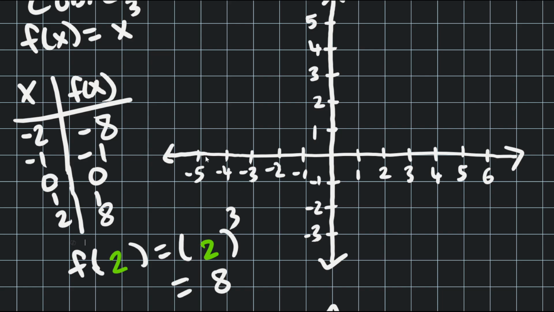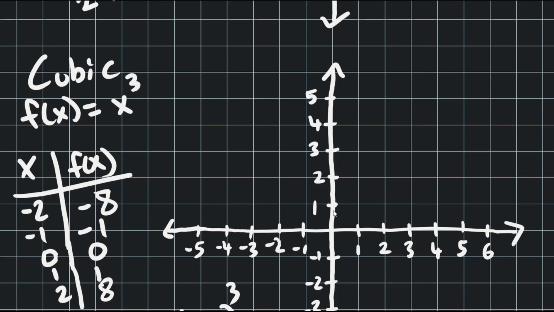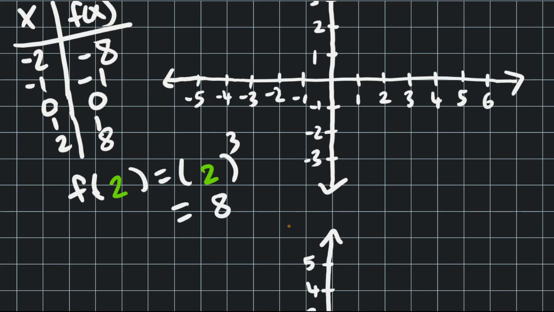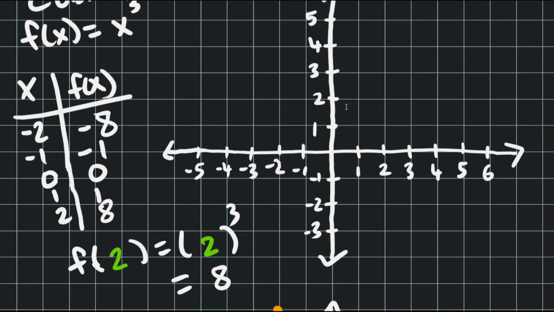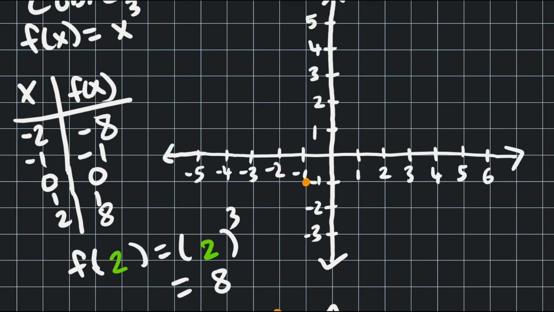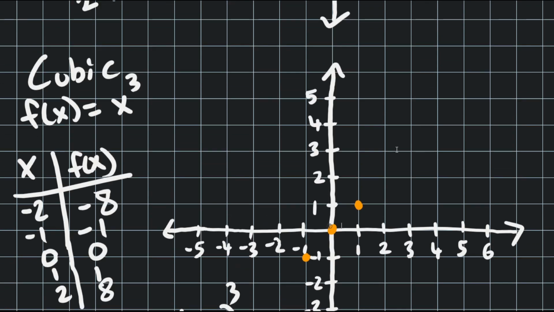So -2, comma -8. Our graph actually isn't big enough to handle -8, so I will just plot it somewhere down here. And let's just plot the rest. -1, comma -1 is here. 0, comma 0 is here. 1, comma 1 is here. 2, comma 8. Again, we don't have 8, so I'll plot it up here.